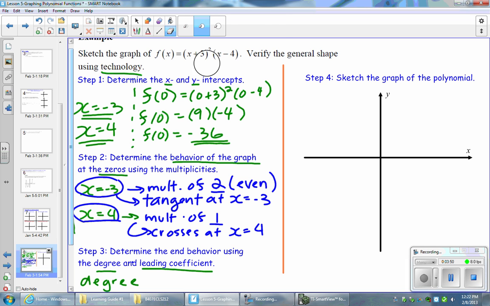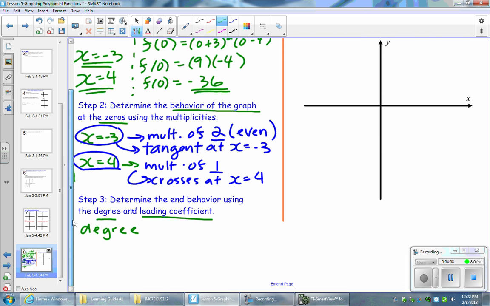So we have two factors. This factor has an exponent of 2, right? And then this factor has an exponent of 1. Therefore, the degree of this polynomial is going to be 2 plus 1, which gives me a 3. So the degree of this function is 3. Now notice it is odd. So it's an odd number.